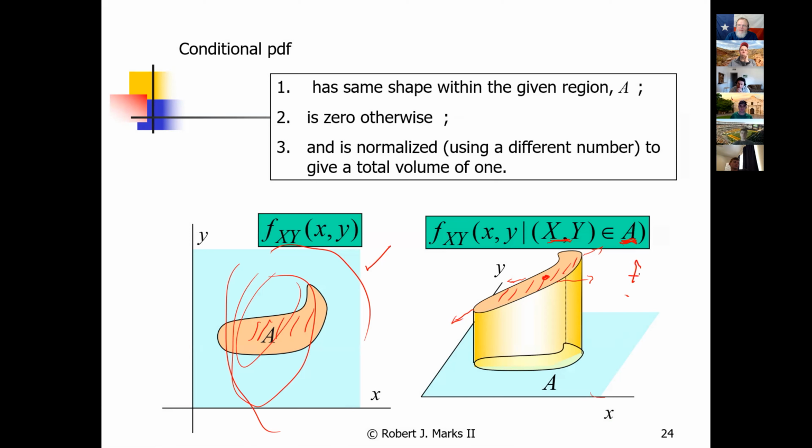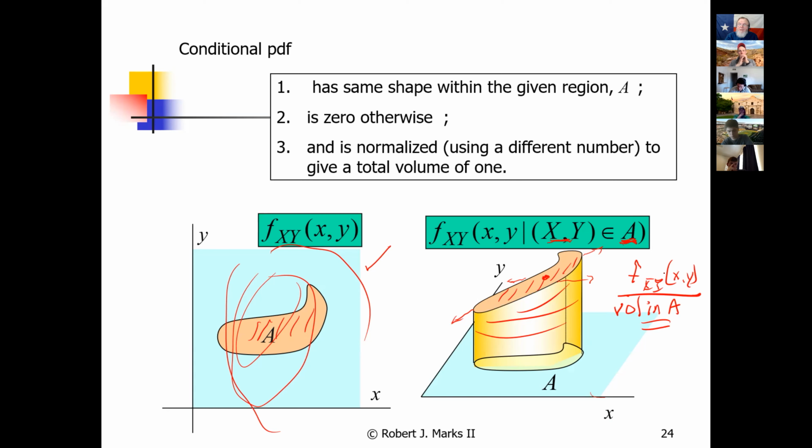So if we take f sub x of y, this is really, really good because it has the same shape, except we divide it by the volume under A. In other words, we divide by whatever this volume is. It's divided by whatever this volume is.